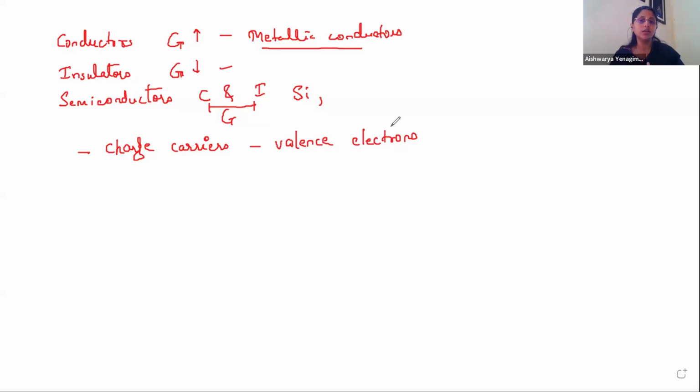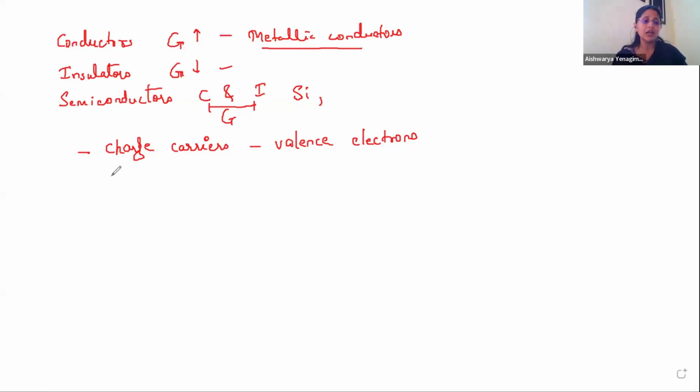Electrons are negatively charged species. So flow of electrons, flow of negative charges, leads to current. Therefore in metallic conductors, valence electrons are the charge carriers. Valence electrons play a key role in metallic conductors. Flow of electrons, as we said, contributes to electric current.